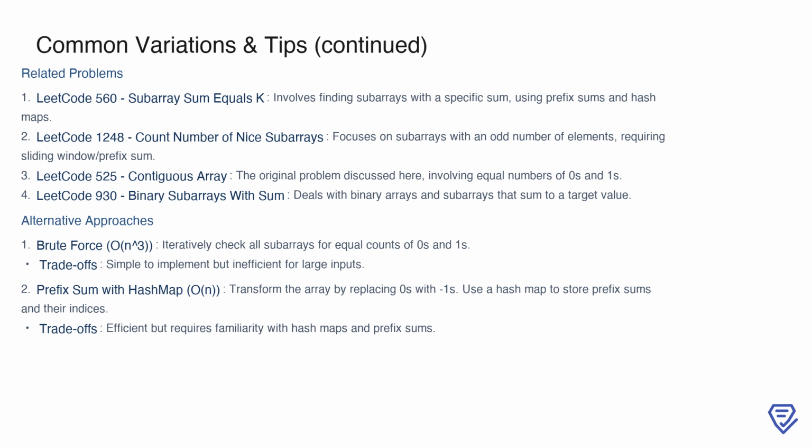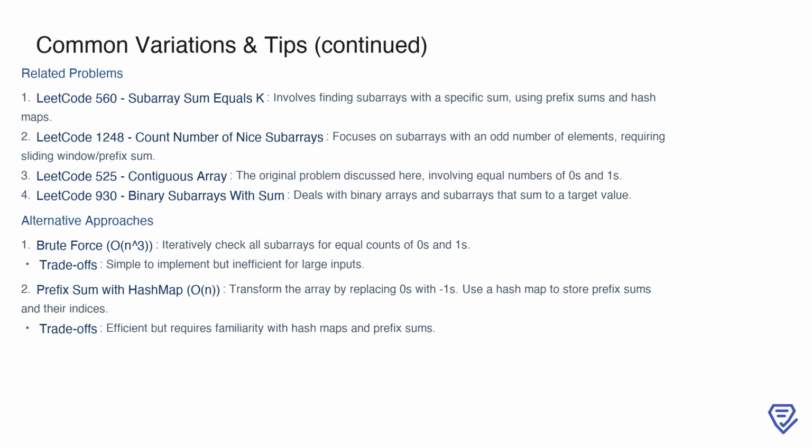Of course, the contiguous array problem itself is a prime example, as it deals with balancing zeros and ones. Another related problem is LeetCode 930, binary subarrays with sum, which targets binary arrays and subarrays summing to a specific value. When it comes to solving these problems, there are two main approaches to consider. First is the brute force method, which checks all possible subarrays. While simple to implement, it's highly inefficient for large inputs, with a time complexity of n cubed.